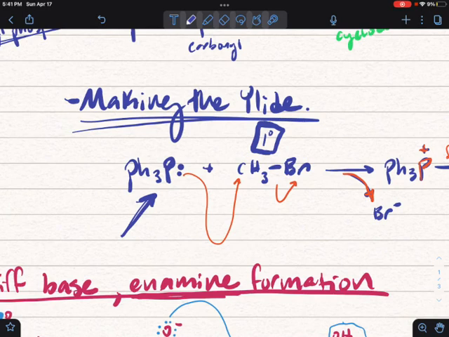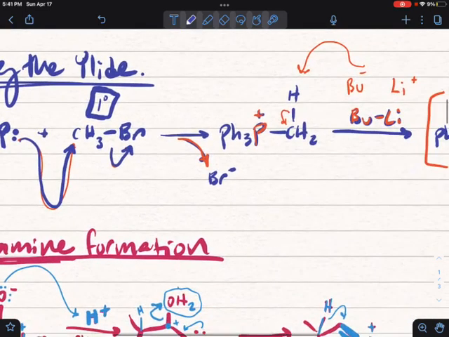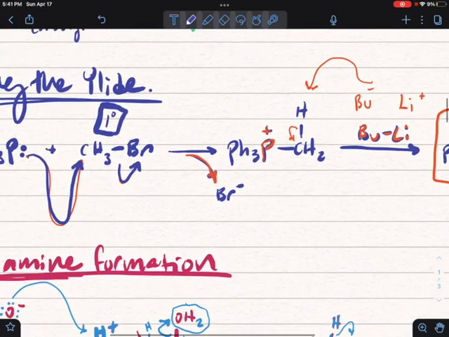So anyway, the nucleophile will attack the carbon, making the bromine leave. The bromine leaves, and now we have a bond connecting the phosphorus and the carbon, and the phosphorus now has a positive charge because it has an extra bond on it.